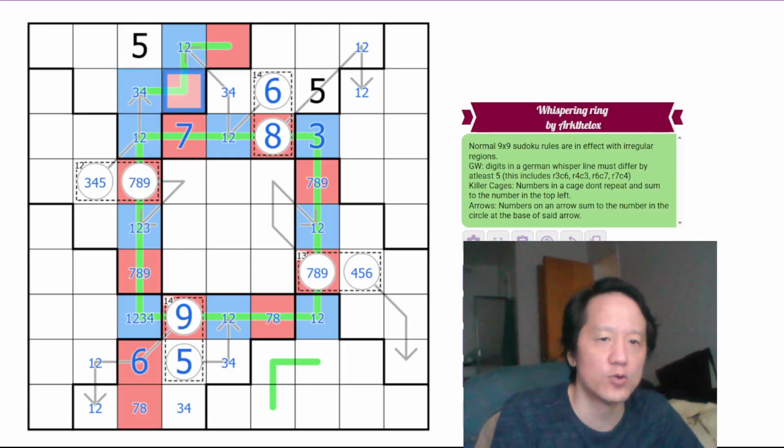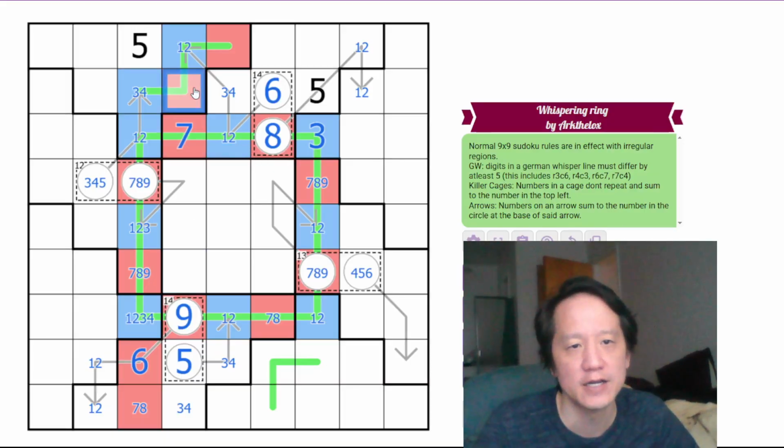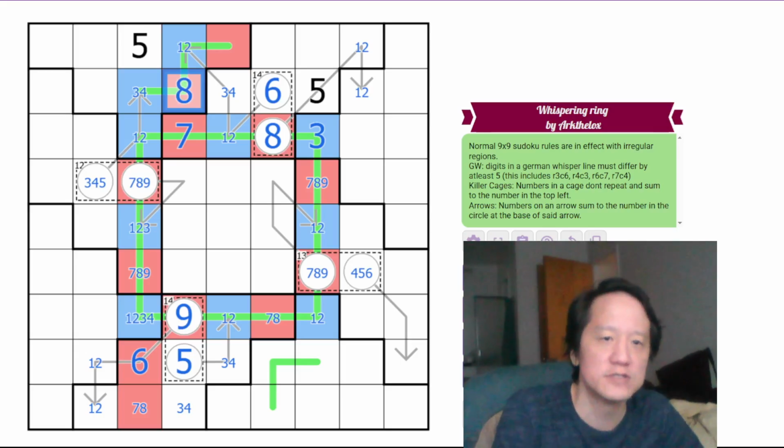This is 3 or 4. This digit must be next to 3 or 4. It cannot be 7. It cannot be 9. It has to be 8. So this is 8, which makes this not 4. It has to be 3 to be next to it on a German whisper line.